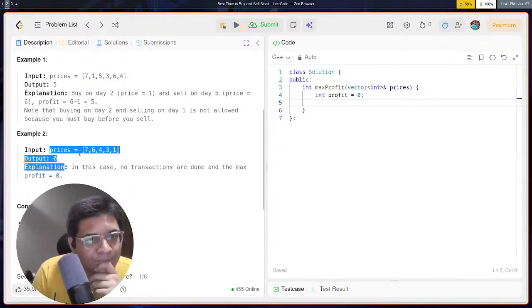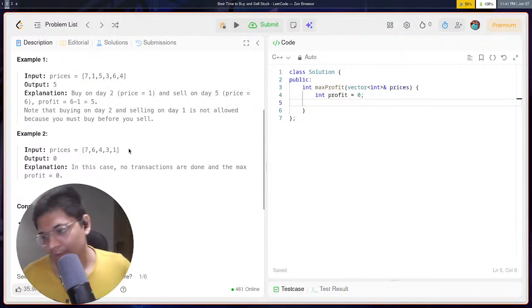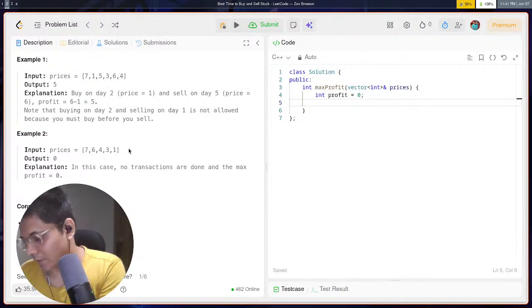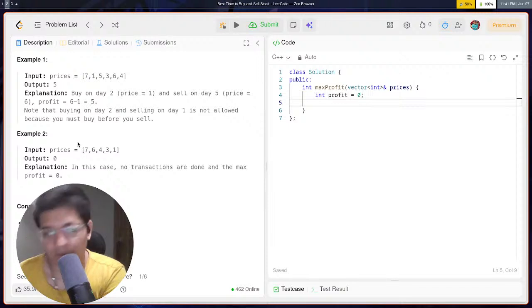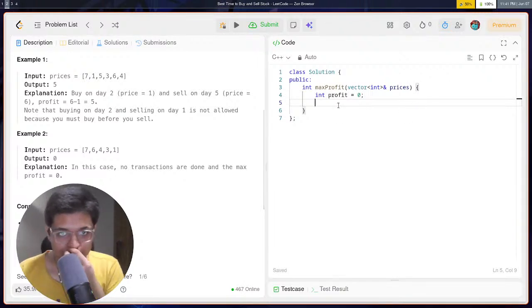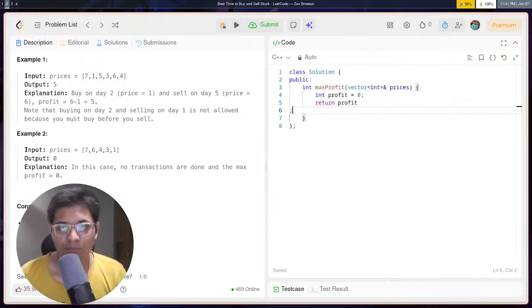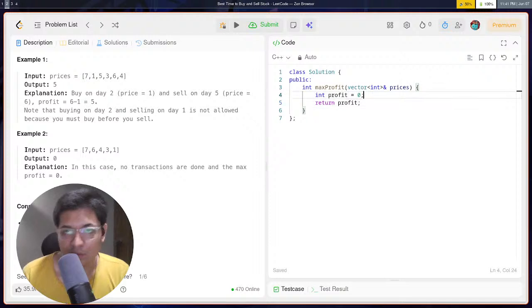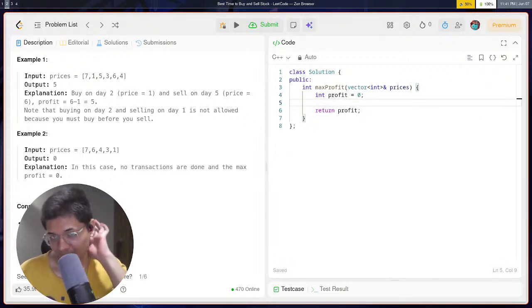But if we take this case, there is no such smaller value than 1, and there is no element next to it. So we will just print 0, which is the default value of our profit. That's nice. We will just return profit in case we don't find any.